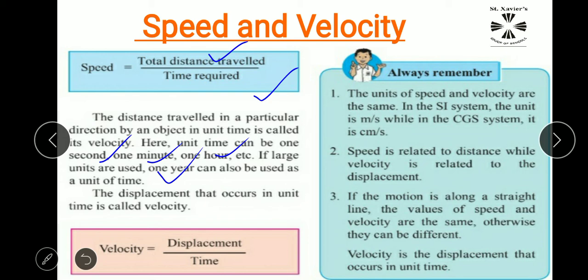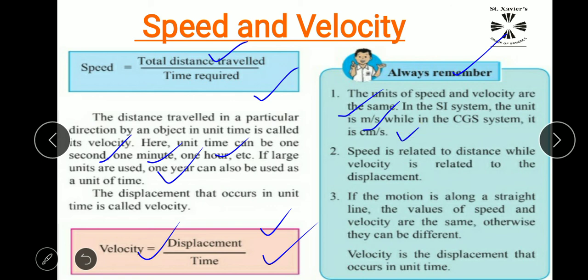So you will take care about the unit. Unit means any unit. Now when displacement per unit time is there, we'll call it velocity, students. Always remember, students, the units of speed and velocity are the same. SI unit is meter per second and CGS unit is centimeter per second.